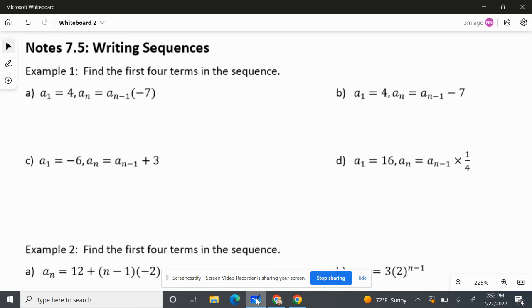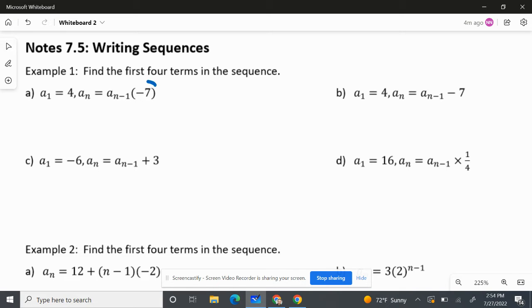What we're going to be doing is writing sequences. This is the converse of what we've been doing before. Before, we're given a sequence and we have to find the equation. This time, we're given either a recursive form for the first four or an explicit form for the next four. So looking at this, the first thing we have to do is decide if this is an arithmetic or geometric sequence.